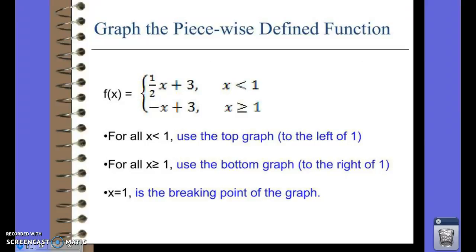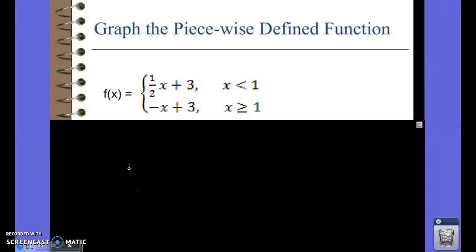So what I want to look at right now is the breaking point of this first graph. You can see right here that expression 1 is 1/2 x plus 3, expression 2 is negative x plus 3, and the domain is split at 1. So we call 1 our breaking point.